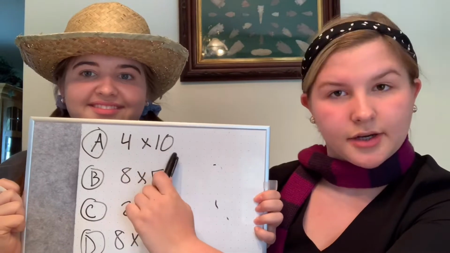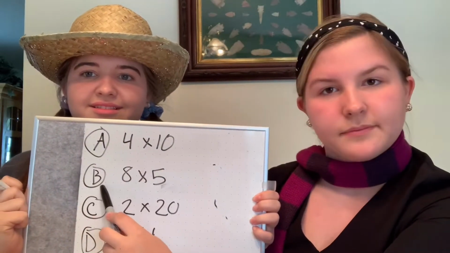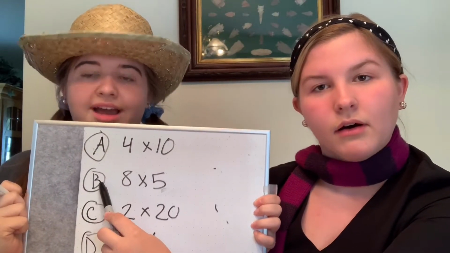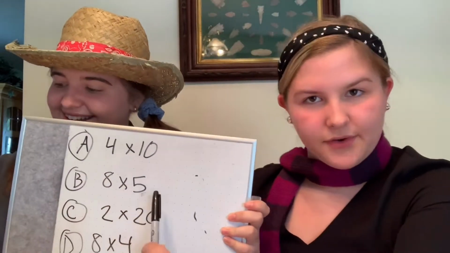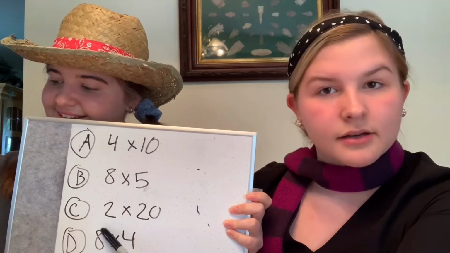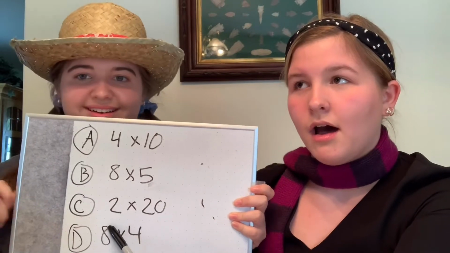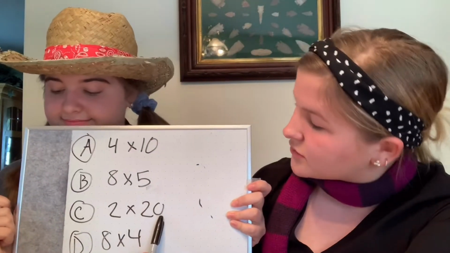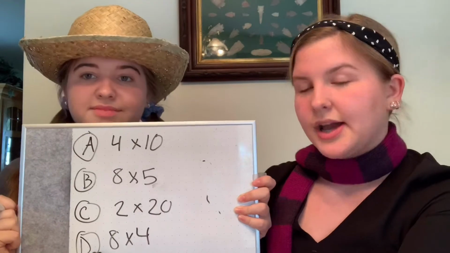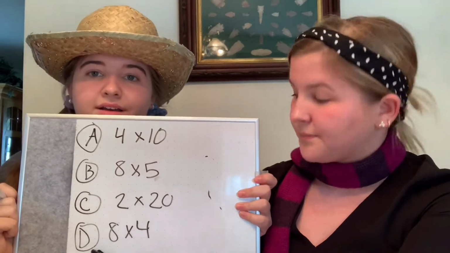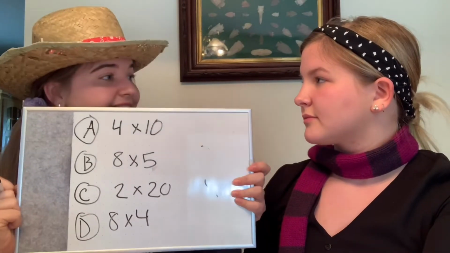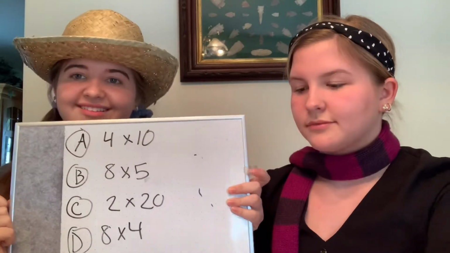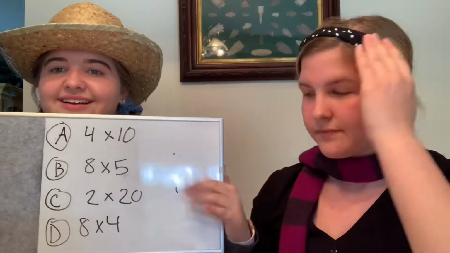Let's see. A as in 4 times 10. B as in boo. Hey, you can also do Baba Black. 8 times 5. C as in 2 times 20. Or D as in do. Well, Miss Brown, 8 times 4. I do reckon it can be at least more than 1. Yes, it is more than 1.